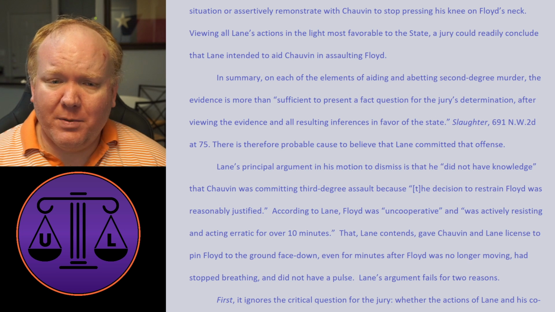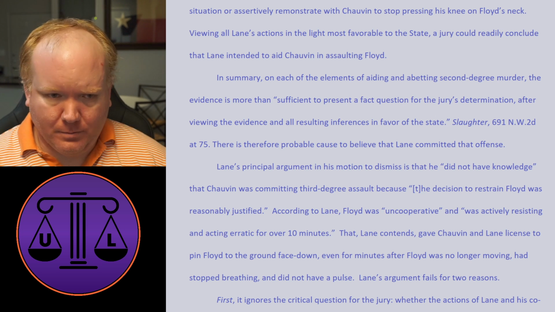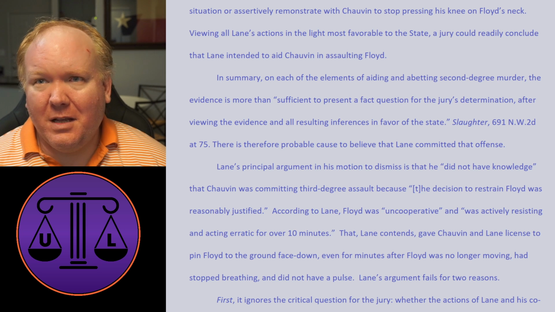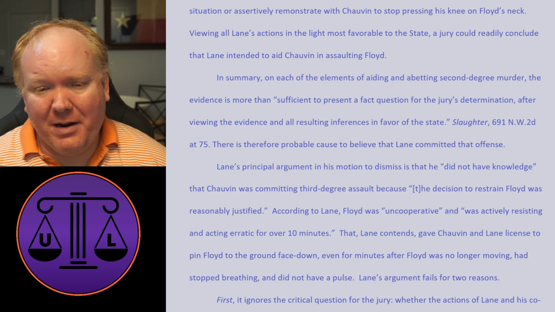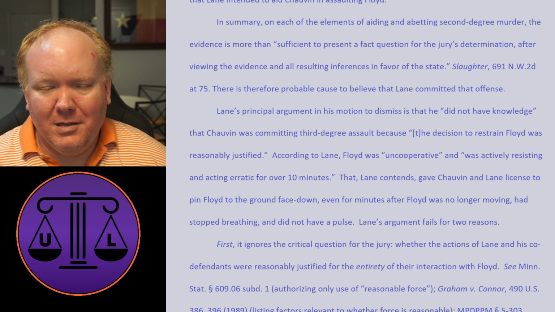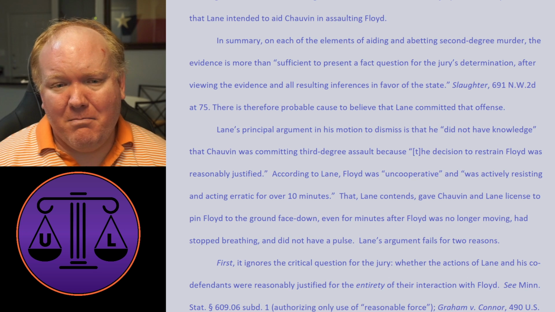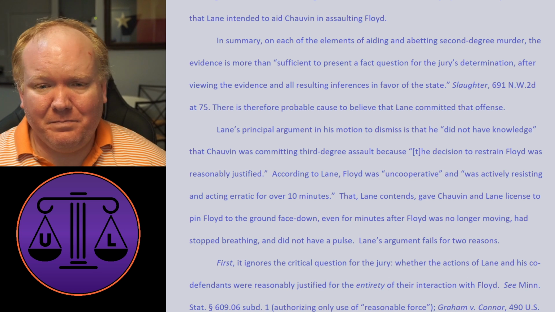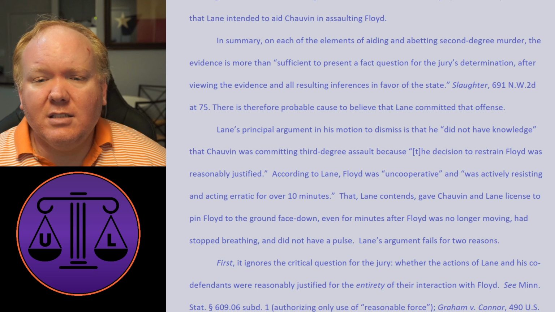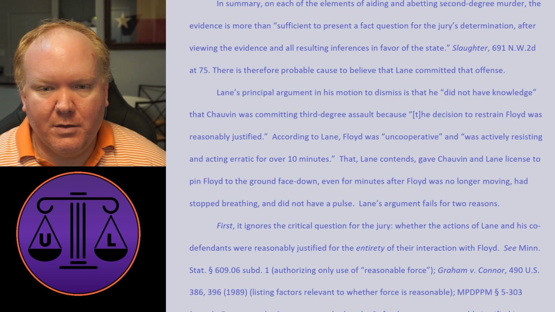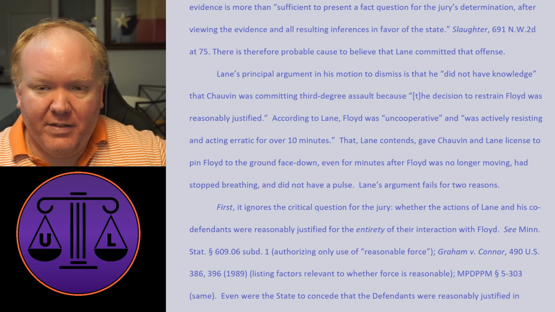For probable cause purposes, sure, because the standard is very low. For proof beyond a reasonable doubt, Lane's chances are looking a lot better. The requisite intent seems to be problematic, in my view, at this time. On summary, on each of the elements of aiding and abetting, the evidence is more than sufficient to present a fact question. That's true, I suppose. There's therefore probable cause to believe they committed the offense.